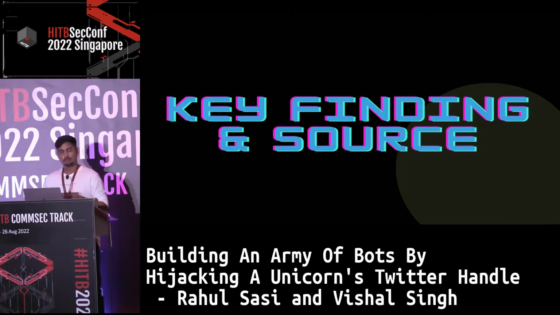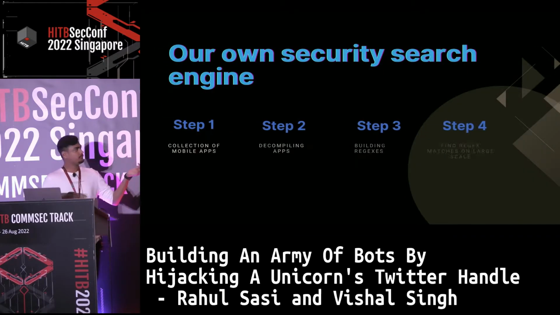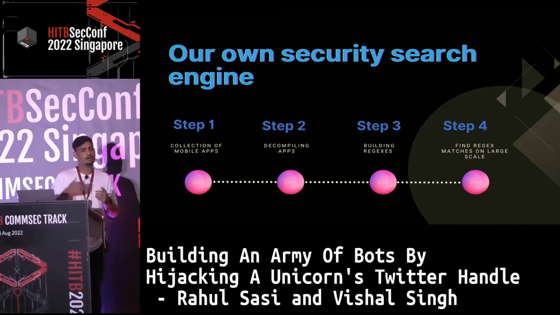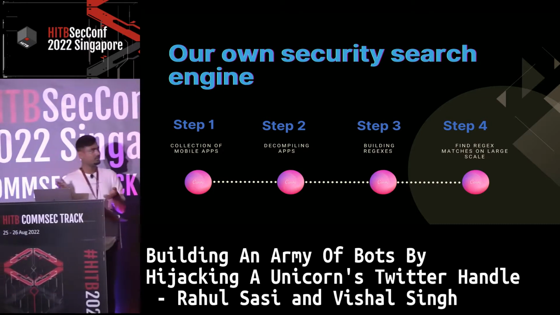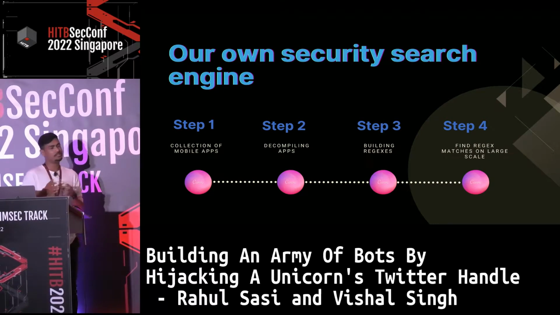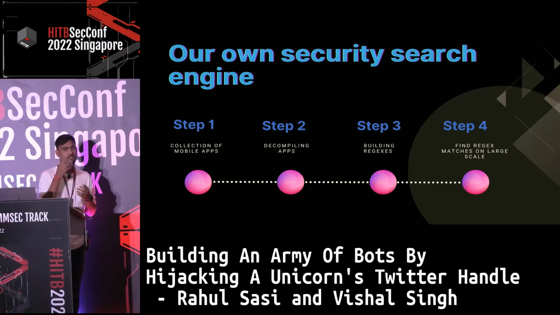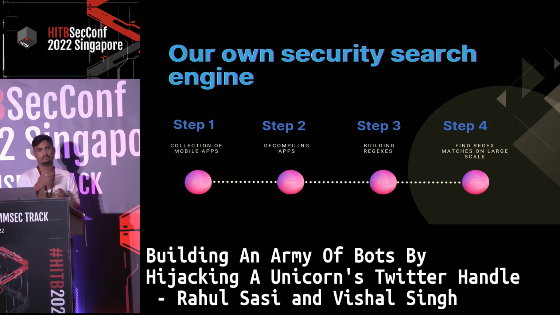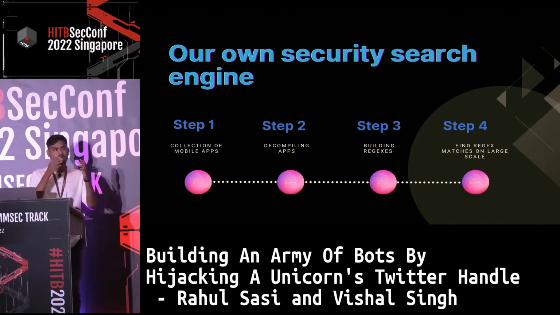So we will start from the key source and the key finding in the source. We have built our own security search engine, as you say, BVigil itself. So what are the steps we took to show the alerts at BVigil? In the first step, we collect the mobile apps, and in the second step, we decompile the apps, and following that, we build our own regexes. We grab the regexes from different sources, test the regexes, and third, we search on a large data set.